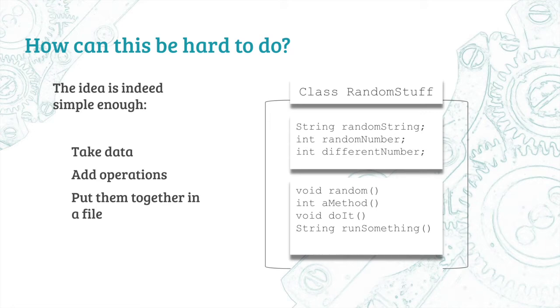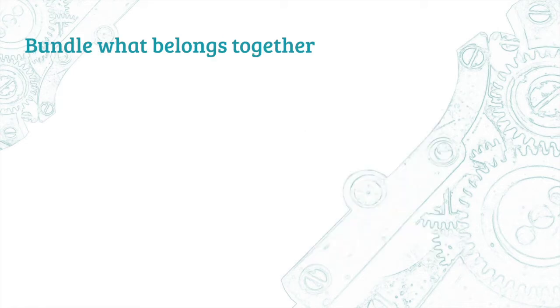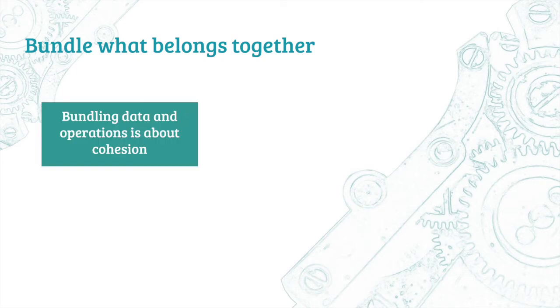Java, like many other object-oriented languages, allows us to do that. But I guess you already realize that a class called random stuff that has random data and random operations in it just isn't that helpful. So the real question is, what do you bundle together? You bundle together what belongs together. So the part of encapsulation where you bundle data and operations is all about cohesion.